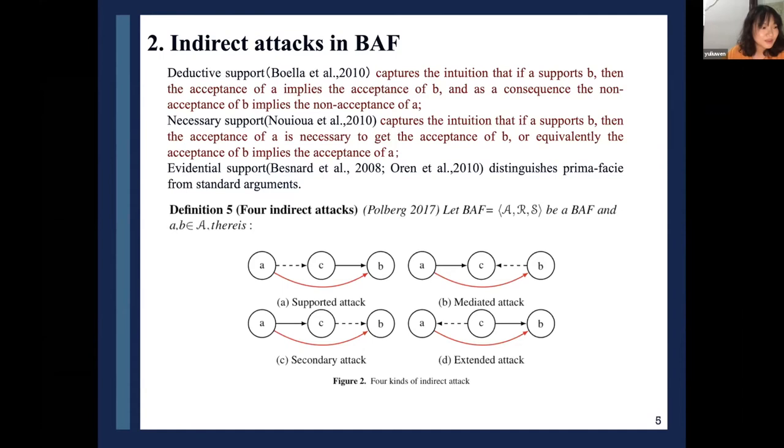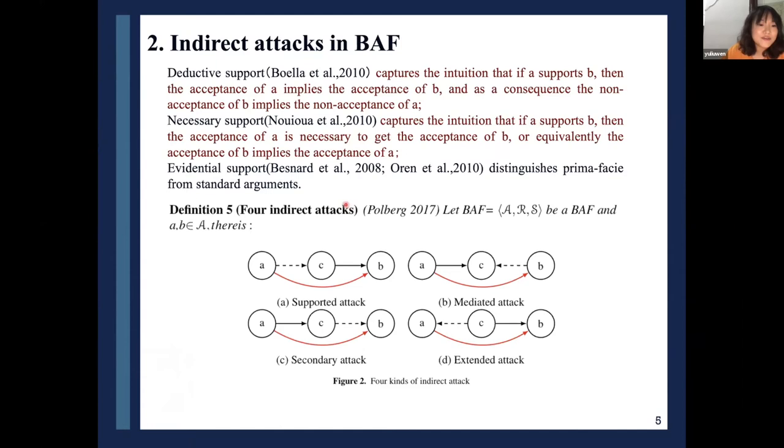Deductive support captures the intuition that if A supports B, then the acceptance of A implies the acceptance of B. As a consequence, the non-acceptance of B implies the non-acceptance of A. And necessary support captures the intuition that if A supports B, then the acceptance of A is necessary to get the acceptance of B, or equivalently, the acceptance of B implies the acceptance of A.